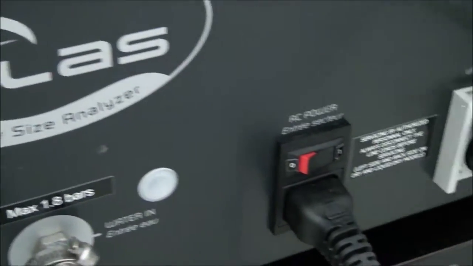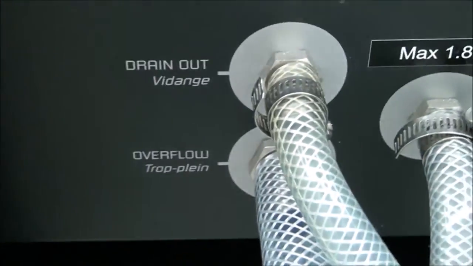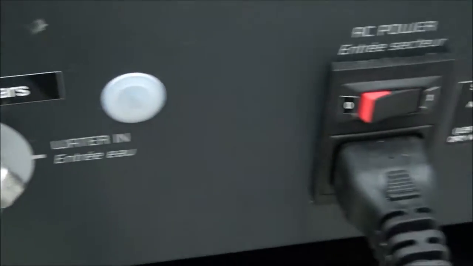We're going to go ahead and look at our inputs and outputs. You have a vacuum function, you have an airline, you also have a water line in and out, as well as an overflow valve.